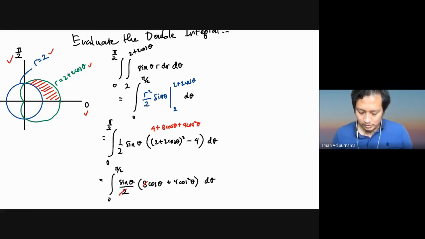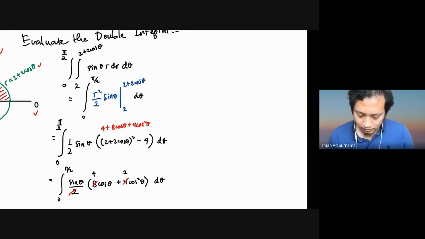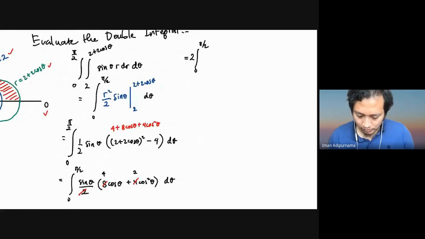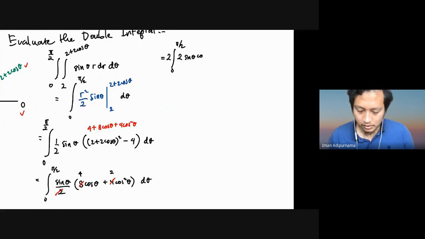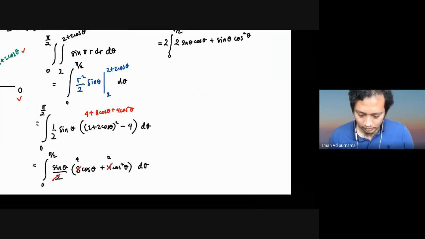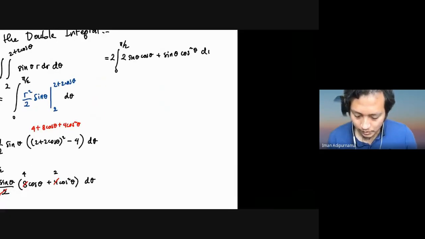And then solve this, make it 4 and 2. And let me factorize 2. And then multiply with sine. So 2 sine theta cos theta plus sine theta cos squared theta, and then d theta.